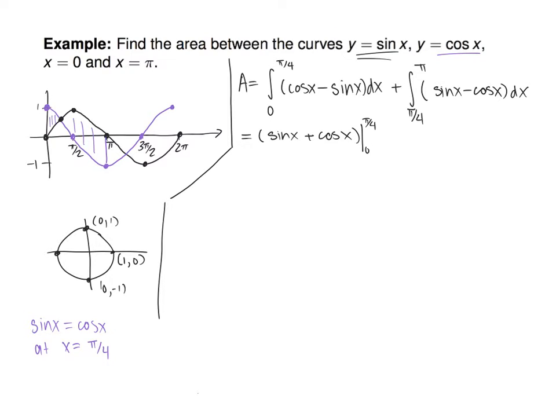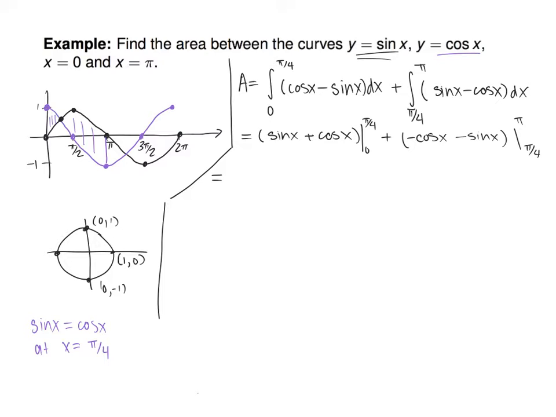Plus, what's this next one going to be? Negative cosine, and then minus sine, right? From pi quarters to pi. Bet you can't cancel them. Nope, and you cannot cancel them out, I know, I wish you could.